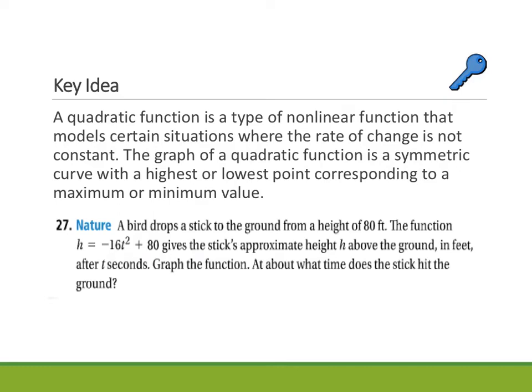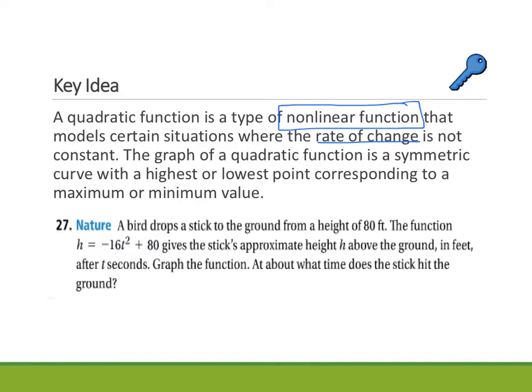Now remember your key idea from this section. A quadratic function is a type of nonlinear function that models certain situations where the rate of change is not constant. So in this particular word problem, this will graph as a nonlinear function, that is, it's not a straight line, and the reason it's not a straight line is because the rate of change is not constant. The graph of the quadratic function will be symmetric, it will be a curve, and there will be a highest or lowest point corresponding to either a maximum or minimum value. So either one of those two things will exist.